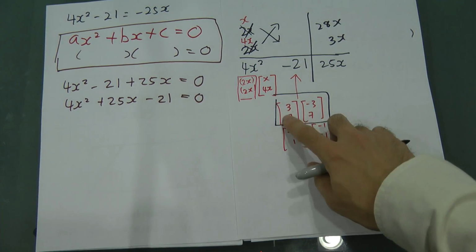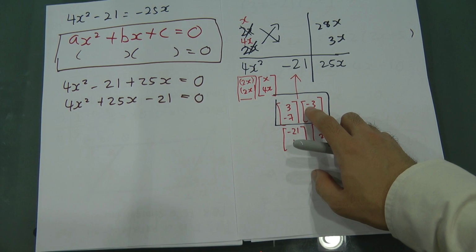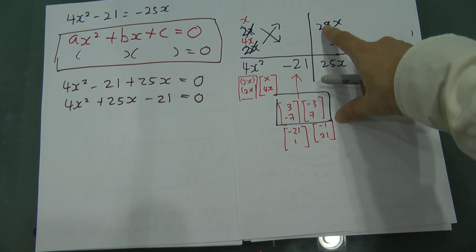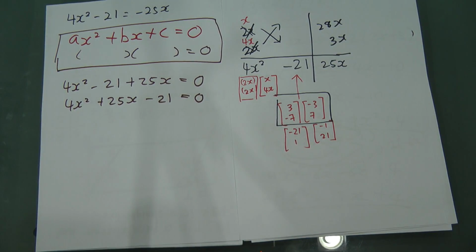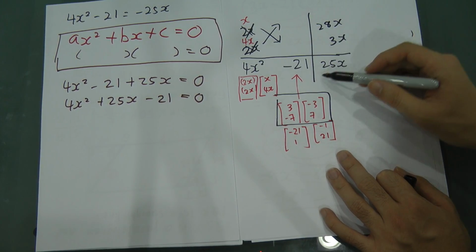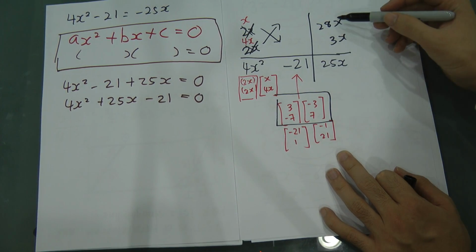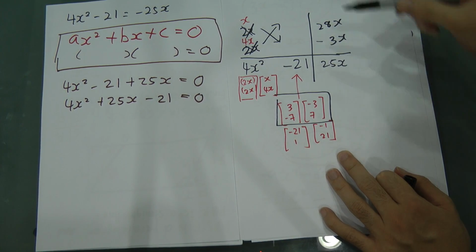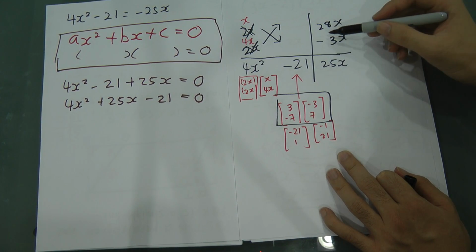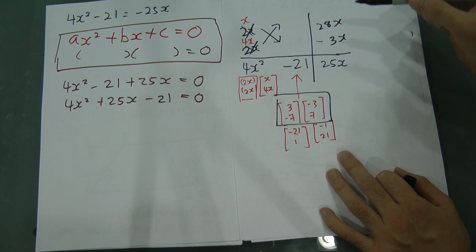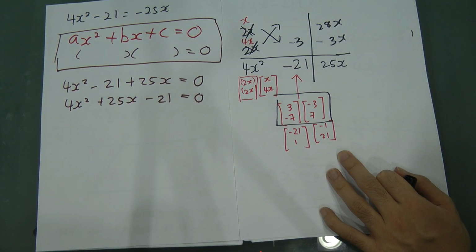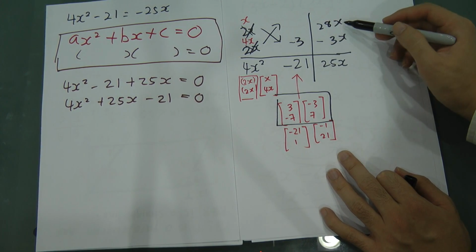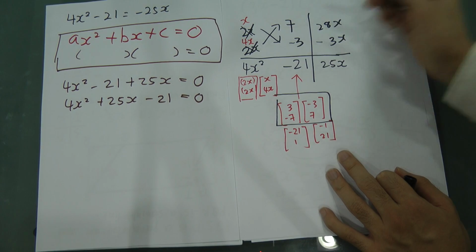So we have to choose which one we should put. We should have a negative 3 here or negative 7 here. Because now you got 28x and 3x, you want to get 25x. That means 28x minus 3x, you can get 25x. Because they are crossover multiply, here I have to get negative 3x, so I multiply by negative 3. And this one I would have positive 28x, so we have to multiply by 7.